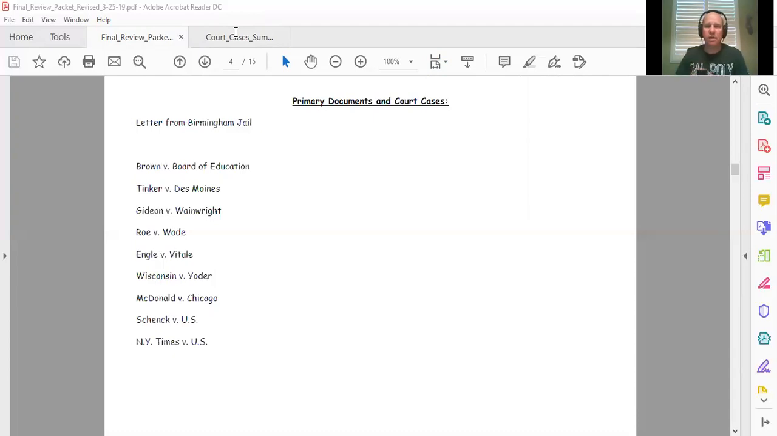For example, in Gideon versus Wainwright, Betts versus Brady had said the states don't have to give you the right to counsel when they put you on trial. Justice Hugo Black had written the dissenting opinion in Betts versus Brady. And Justice Hugo Black then basically used his dissenting opinion from Betts versus Brady to become the 9-0 unanimous decision in Gideon versus Wainwright. All right, so there we go.